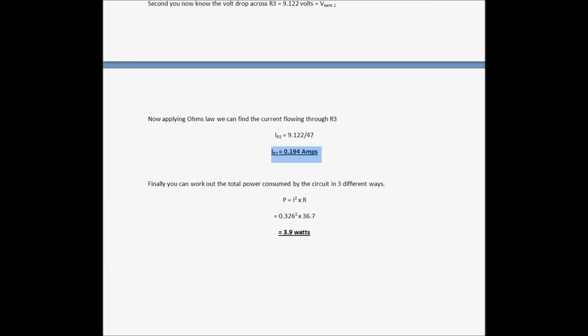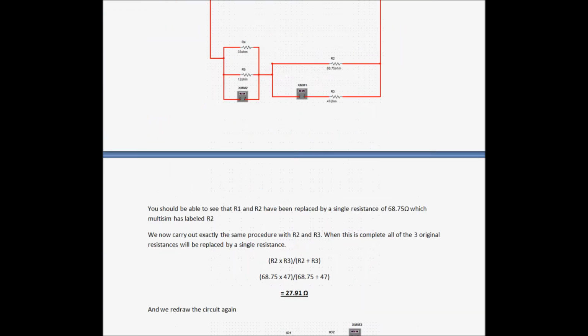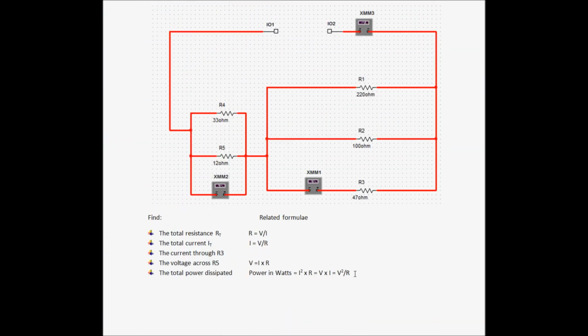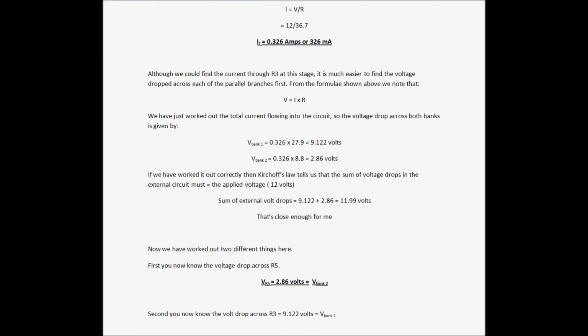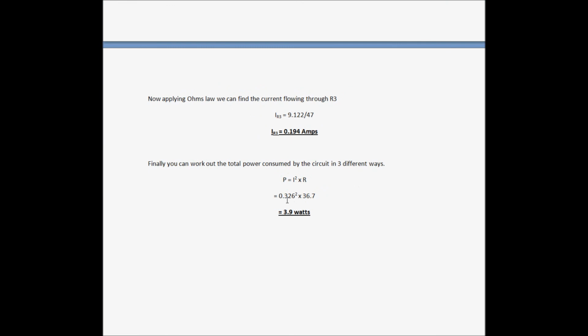Finally, we can work out the total power. Going back to the beginning, you will see there are three equations for power. The equation that I'm going to use, P is equal to I squared R. I square the current and then times it by the total resistance, and I end up with 3.9 watts. Using either of the other two formulas will give you a very, very similar result.